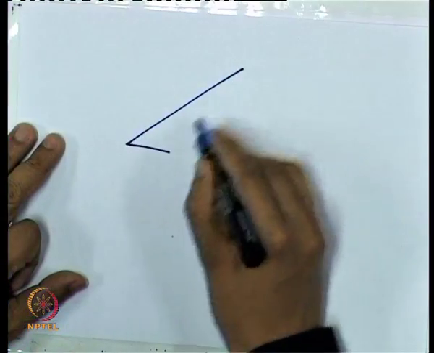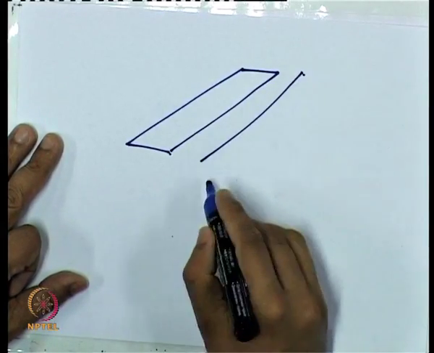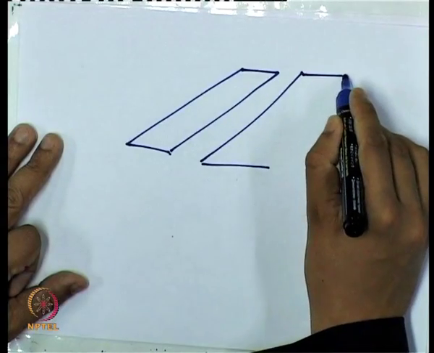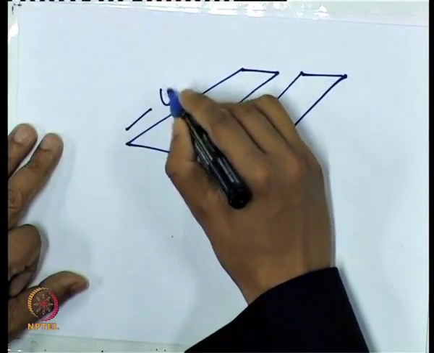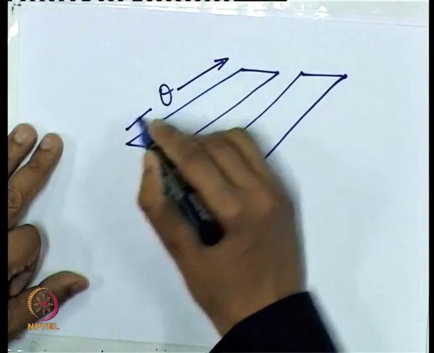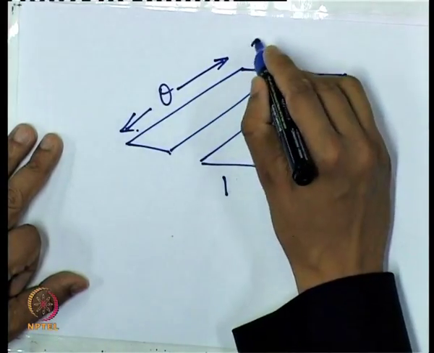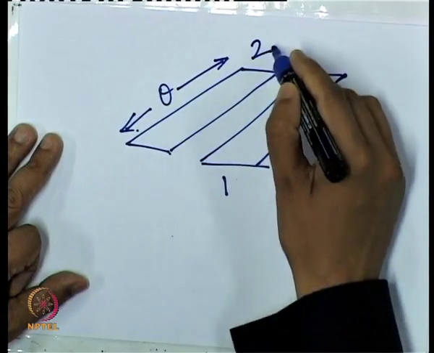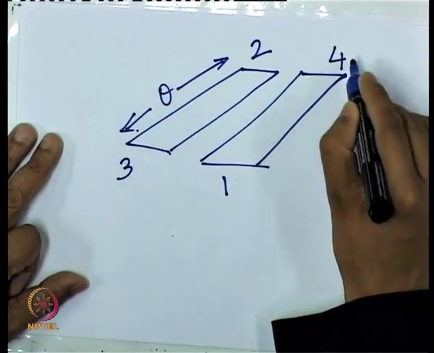A coupled line coupler consists of two pieces of transmission line which are side by side. So, the construction of a coupled line coupler is quite simple. The ports are labeled like this. If this is the input port, this is the isolated port, this is the coupled port, and this is the through port.